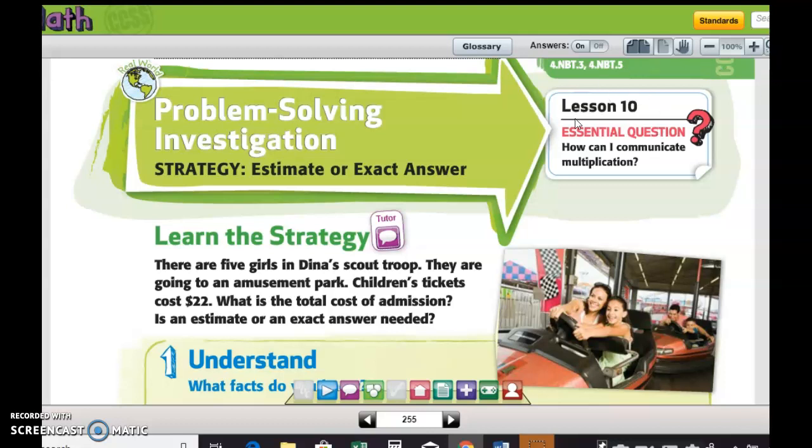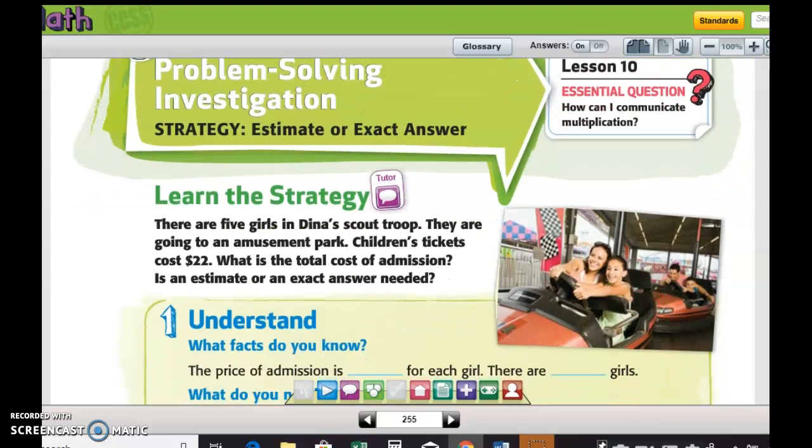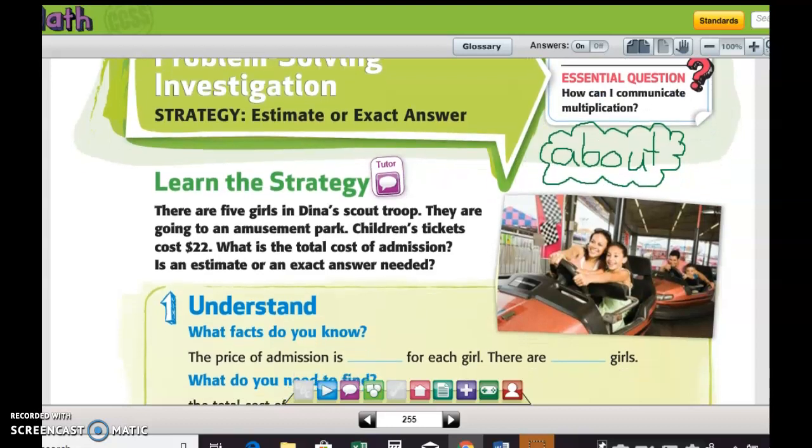Chapter 4, Lesson 10. Getting close to the end of the chapter, which means chapter test coming. Okay, today we're doing a problem solving, and our strategy is estimate or exact answer. We need to look for those key words that tell whether we need an exact answer or whether an estimate is okay. And I've given you a thinking bubble about. About is the key word that you're going to look for, and that will help you know which one you have to do.